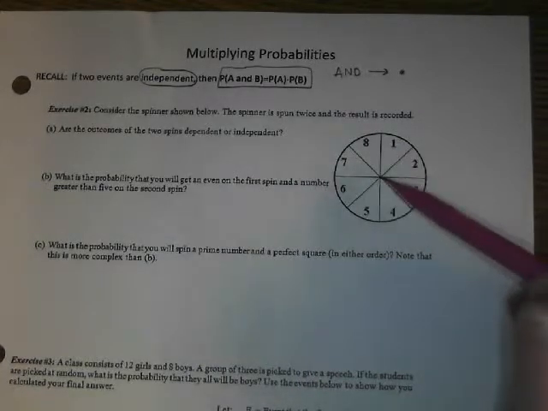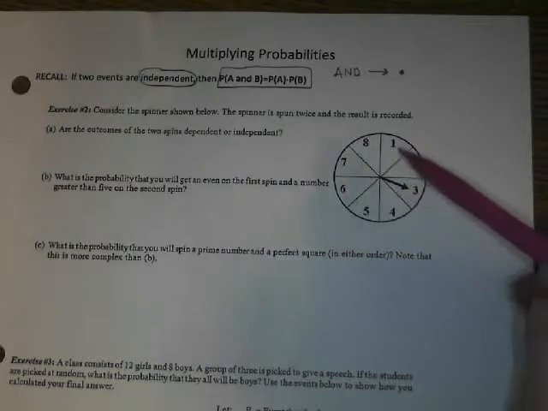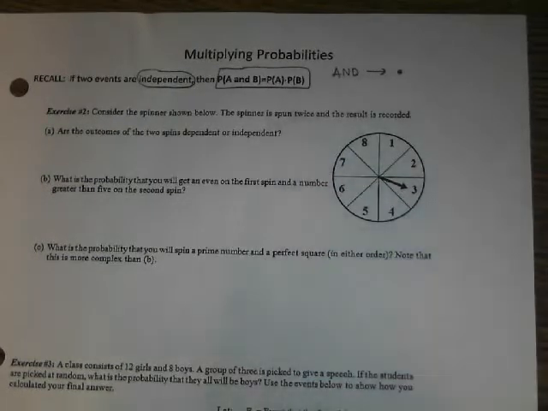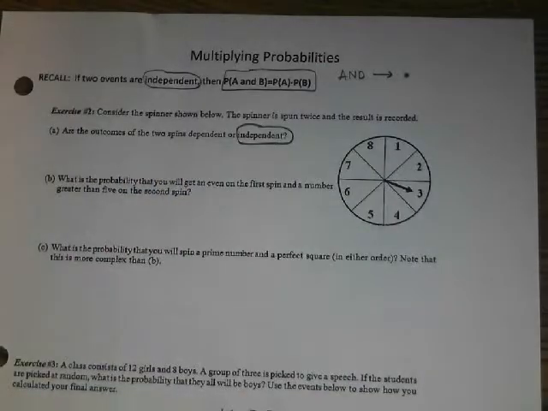Okay? So you tell me, if I spin this one time, and then I go and spin it again, are my results on the second spin at all dependent on what happened the first time? No. So these would be independent events. They're two totally separate events. Nothing about what happened the first time is going to affect what happened the second time.